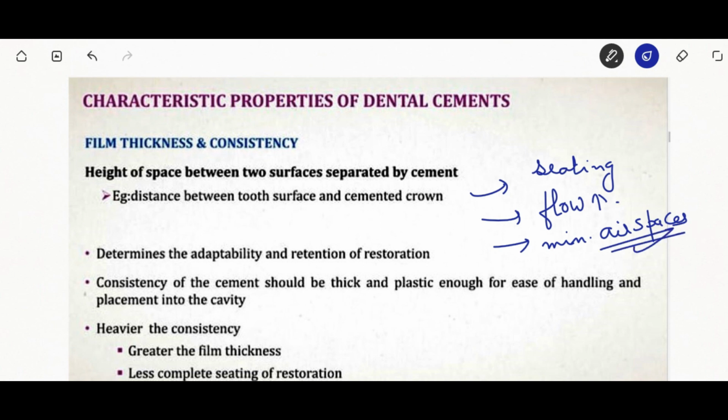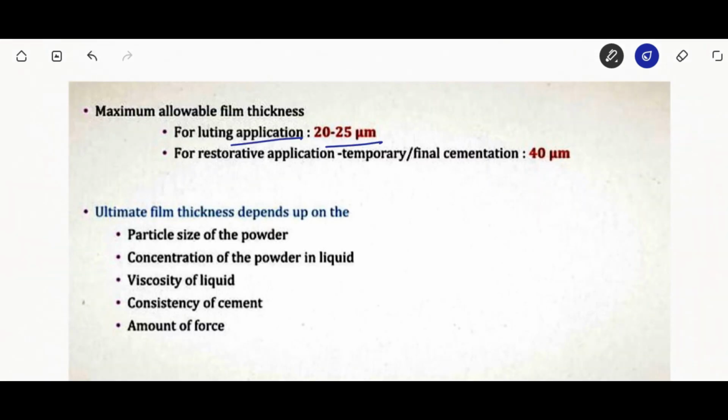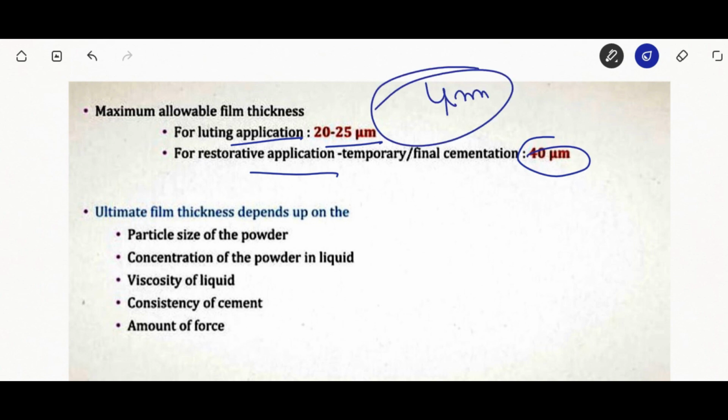According to ADA specification, we can classify the maximum film thickness for the type 1 cements. It should be not more than 25 micrometer, and for type 2 it should be not more than 40 micrometer. So remember the value from your entrance point of view. The ultimate film thickness will depend upon the particle size of the powder, concentration of powder in the liquid, viscosity of the liquid, consistency of the cement and amount of the force.